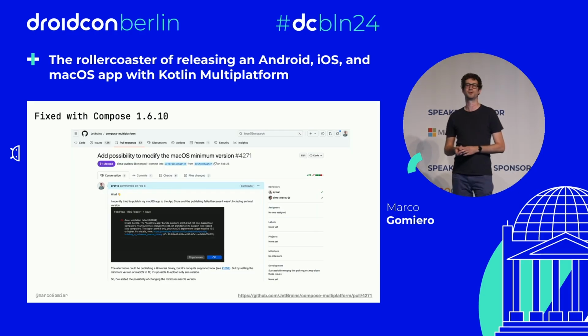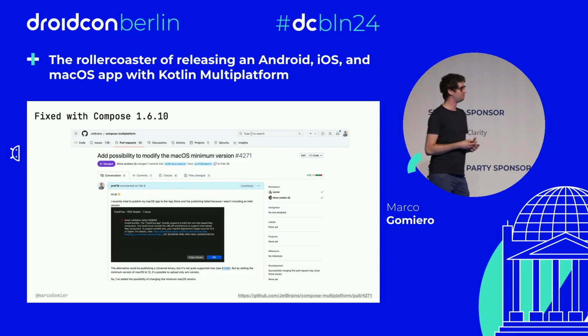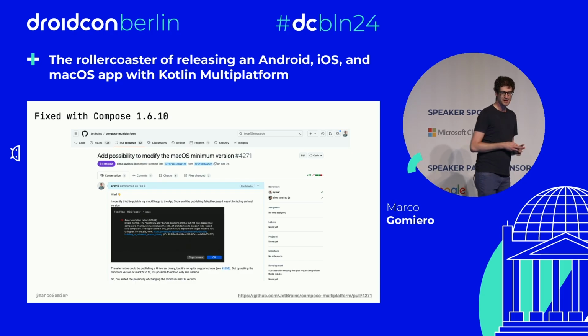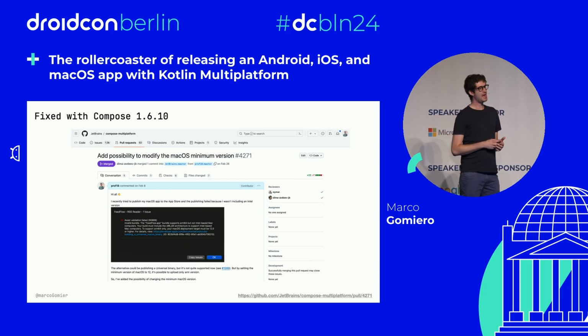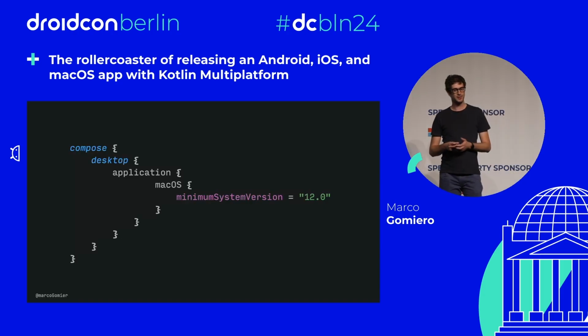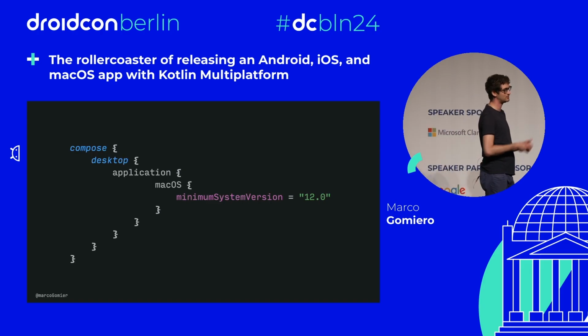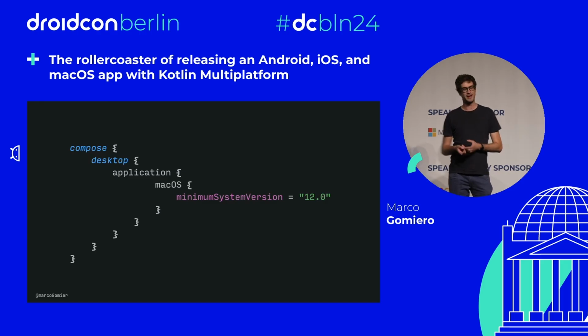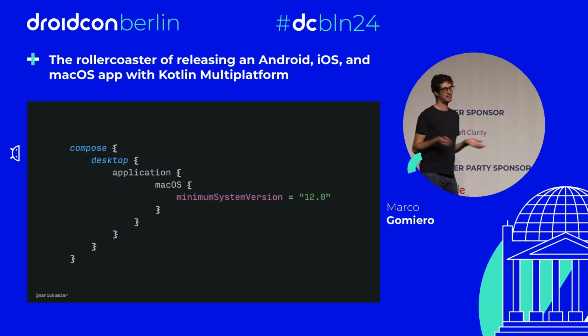So I forked Compose. I made a change, which was an interesting learning experience, to fork the entire Compose Multiplatform thing. And from Compose 1.6.10, you can now modify the minimum macOS version to 12, for example. So you can upload just an Apple Silicon build and forget about Intel Macs. Sorry, Intel users, but just Apple Silicon. It's enough.